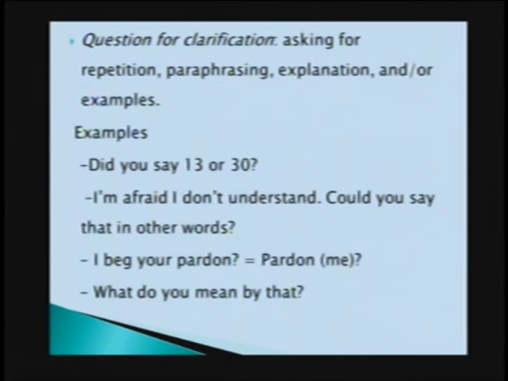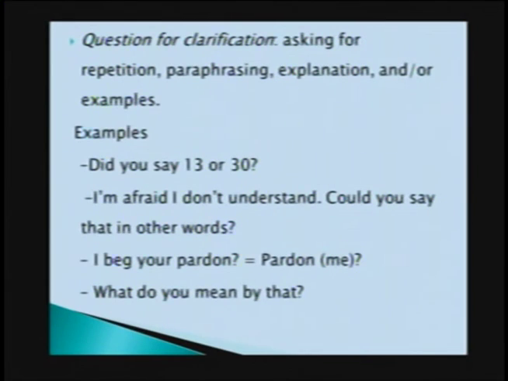So we can do that by asking the person, for example, in the presence of numbers like 13 and 30, if you're not very sure, you say, did you say 13 or 30? Especially in an address. Can you believe that? That you tell the taxi driver 13 and then he takes you to a different direction? Or money or age, right? Did you say 13 or 30? And intonation goes up, 13 or 30. So I'm giving you two possibilities here, and I want you to repeat, 13 or 30.